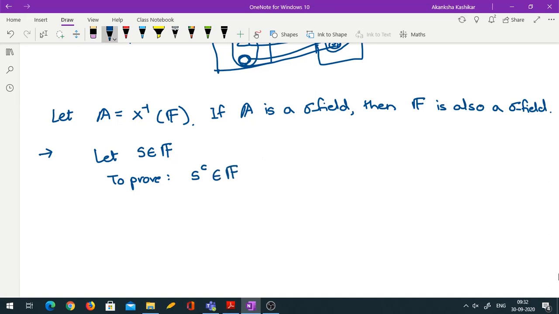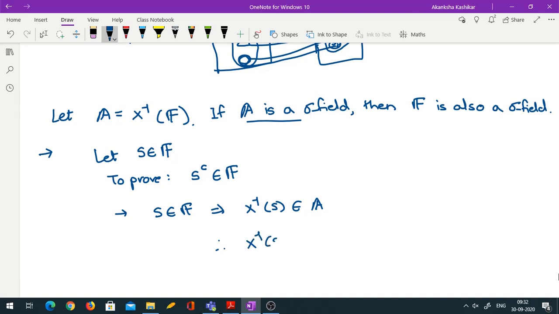Okay. What I know is S is in F. So S is in F would imply X inverse of S is in A, because that is how A is defined. A is the collection of inverse images of sets from F. And now we also know that A is a sigma field.